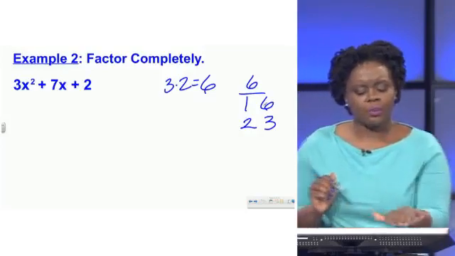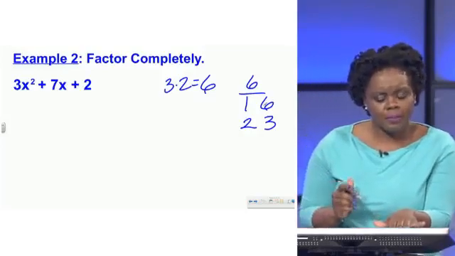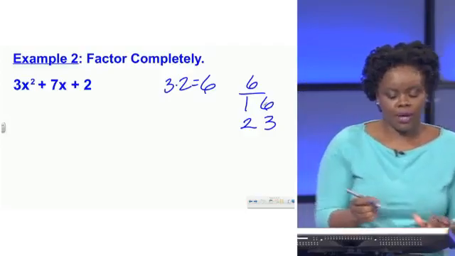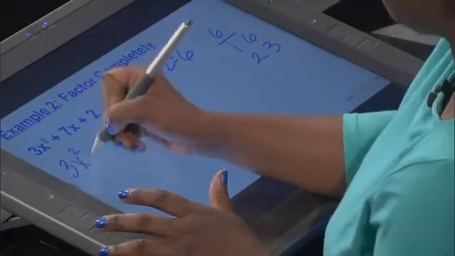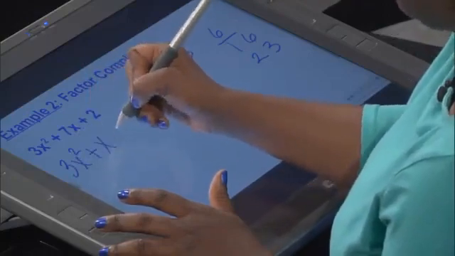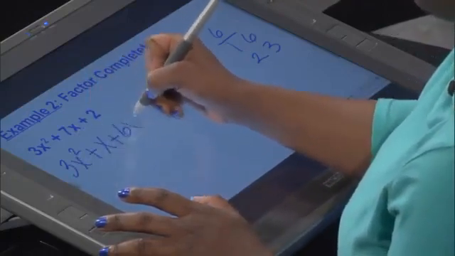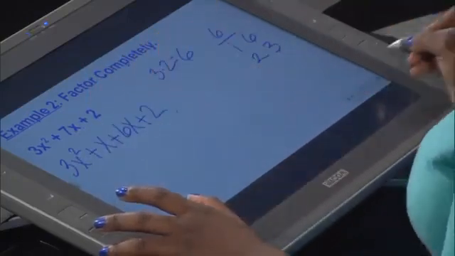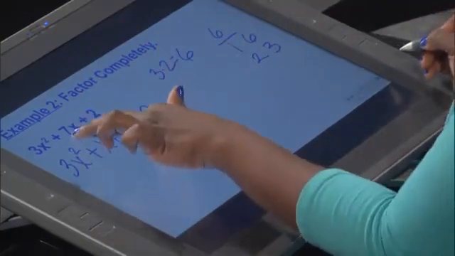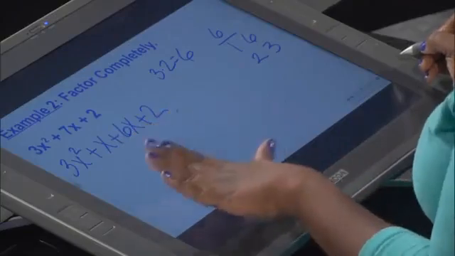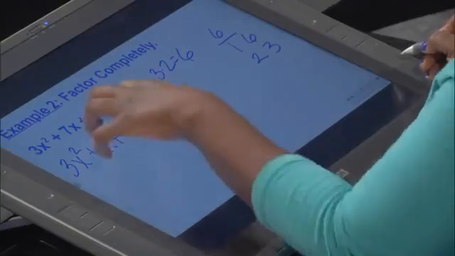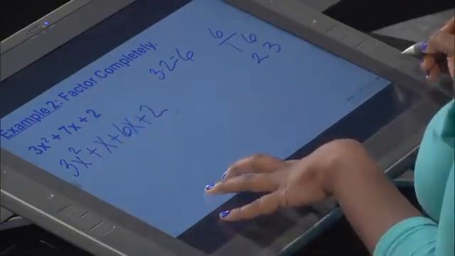So you remember this is the point where we would split that middle term. So I'm going to rewrite this trinomial as 3x squared plus x plus 6x plus 2. I'm splitting that 7x into 1x plus 6x. It doesn't change the meaning at all. It just helps me be able to factor this trinomial a little better.